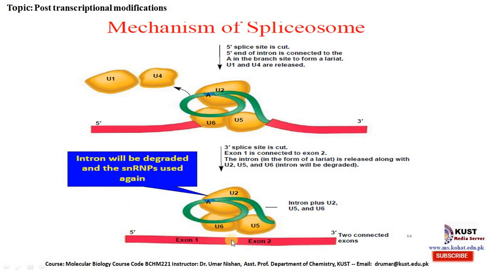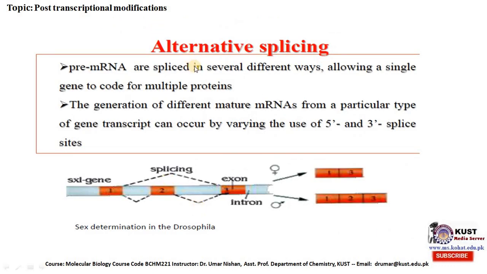Here, exon 1 and exon 2, the two connected exons, are shown in red. So you see the intron removed with the help of these different subunits. Now there is another way, and that is called alternative splicing. Pre-mRNA is spliced in several different ways, allowing a single gene to code for multiple proteins.